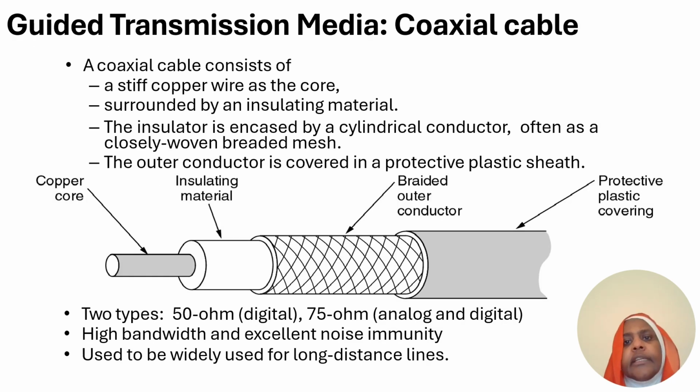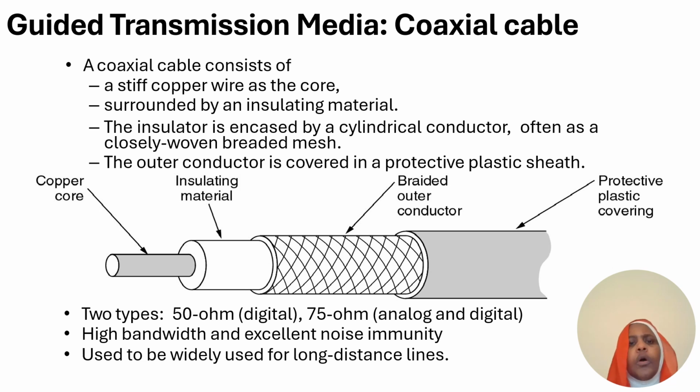The next to study is the coaxial cable, or the coax as it's called. It consists of a stiff copper core surrounded by an insulating material. The insulator is encased in a woven mesh of a conductor. The outer conductor is covered with protective plastic.